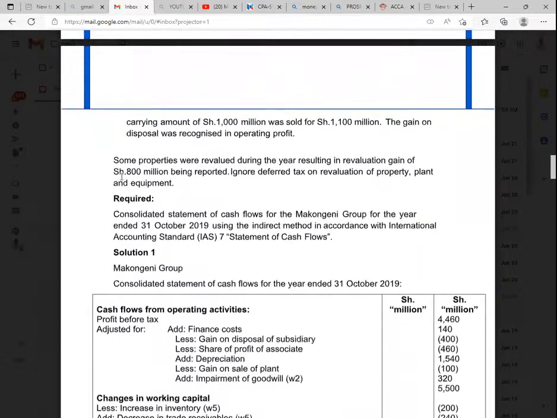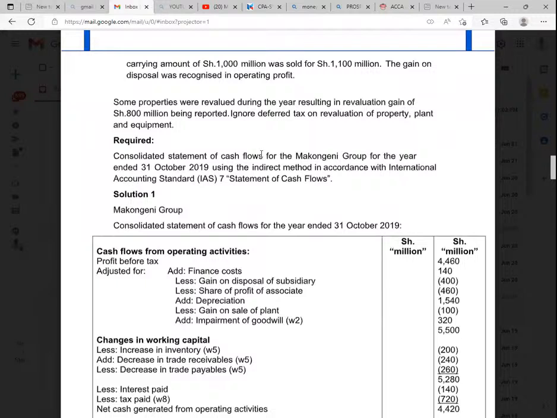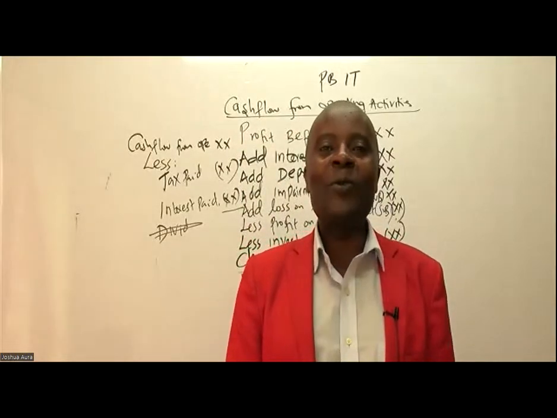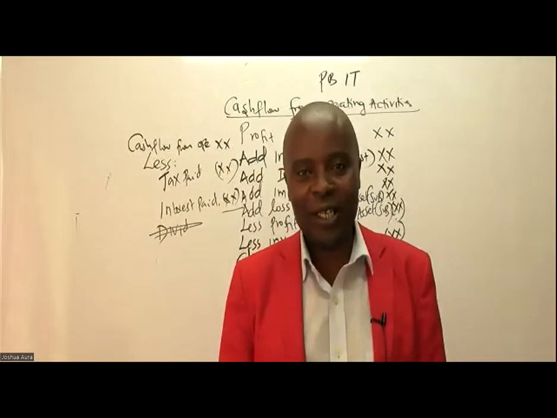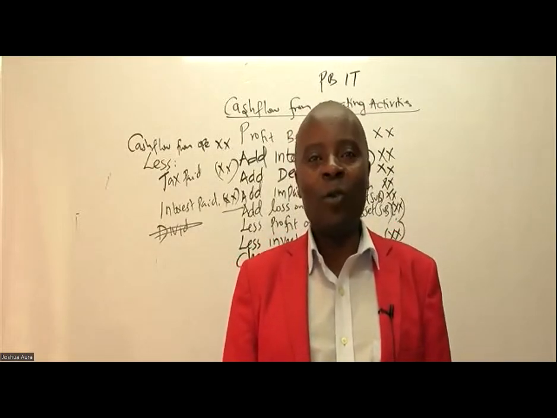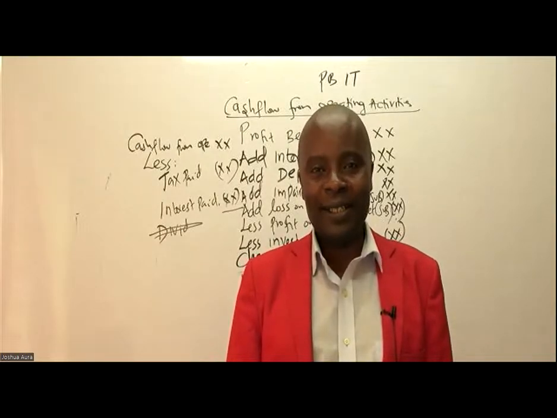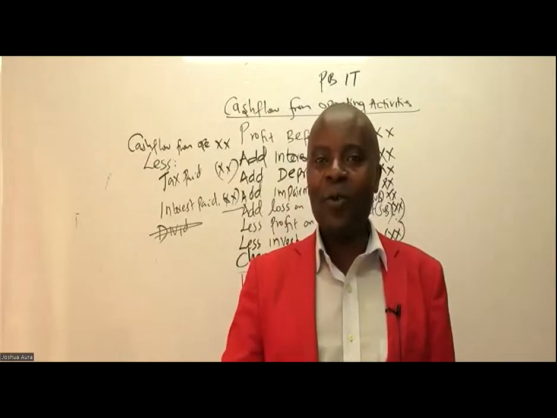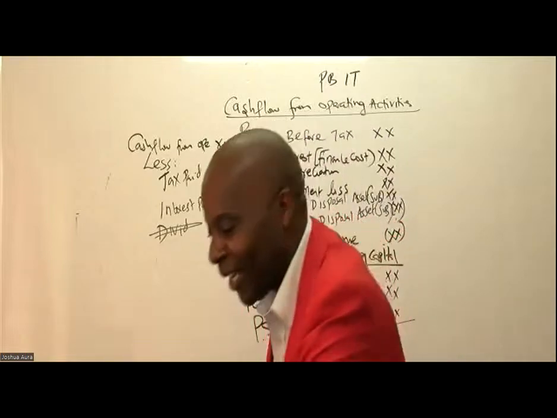So required, they want me to give them a consolidated statement of cash flows for the Makongeni Group for the year ended 31st October 2019 using the direct method in accordance with International Accounting Standard IAS 7 statement of cash flows. Ladies and gentlemen, because it's a group cash flow statement, the first thing I'll do is to compute goodwill of the 2 subsidiaries, Razaki and Salama, at acquisition.